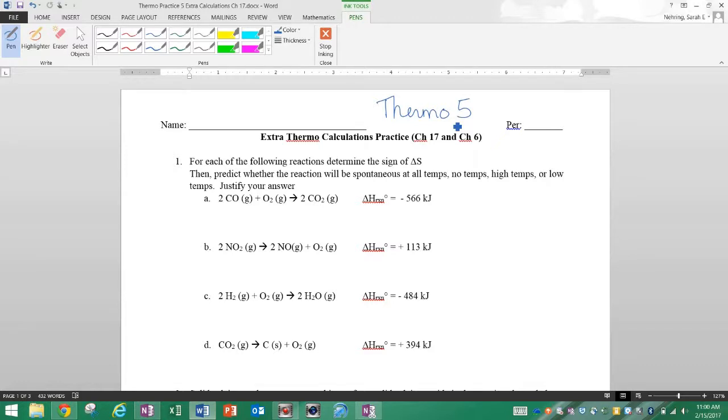So first let's look at the sign of delta S. Remember, S is entropy. It is a measure of the disorder. So if things become more disordered, there's a positive delta S. If they become less disordered, then it's a negative delta S. And the things we're looking for are number of moles and states of matter.